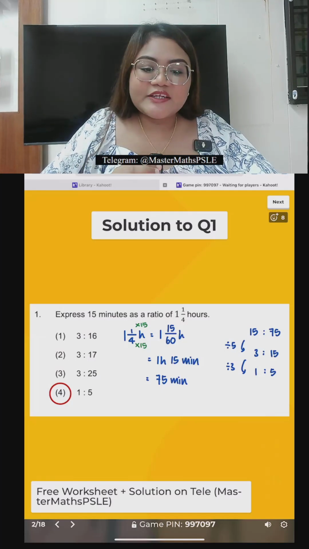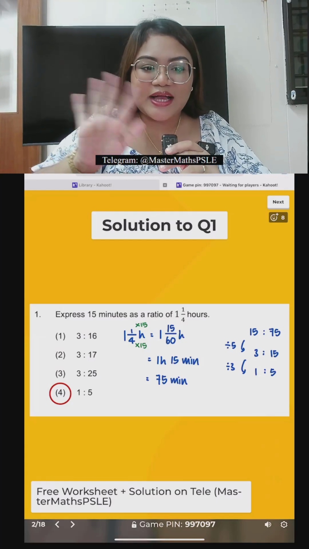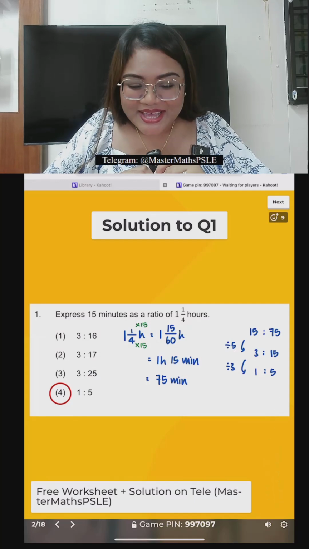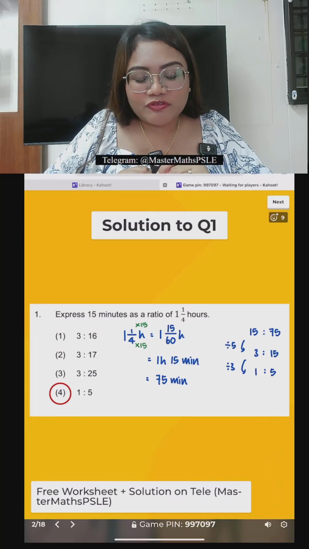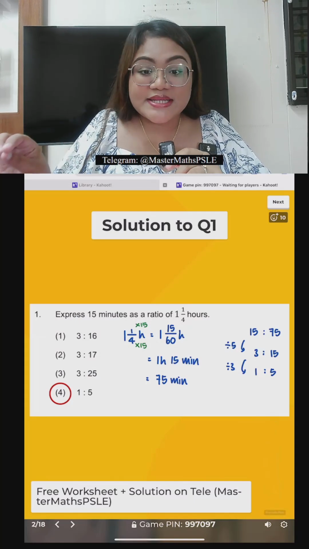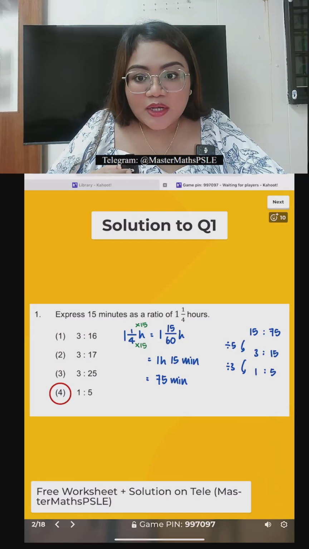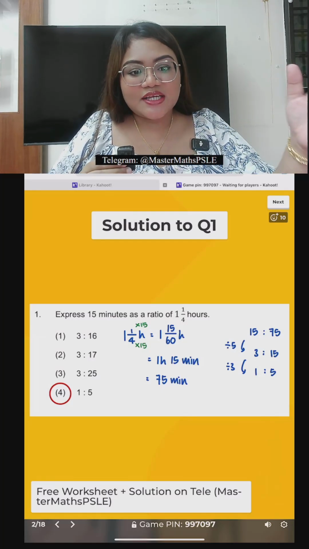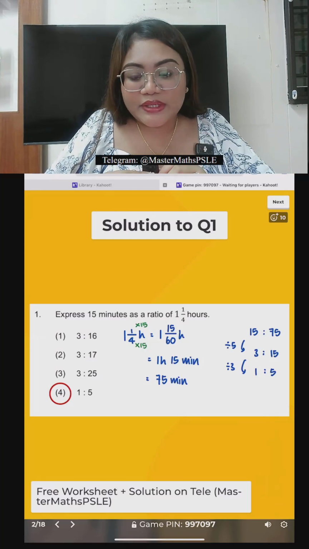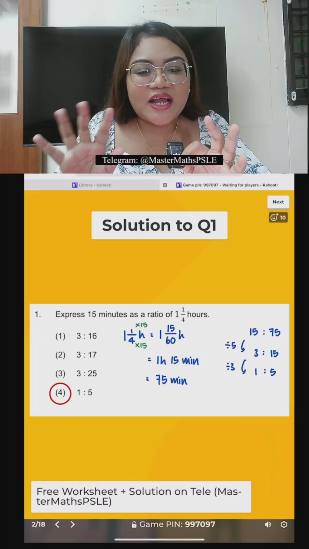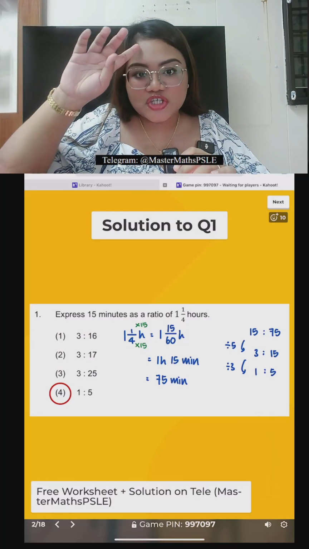For those of you who just joined, welcome. My name is Coach Shahira from MasterMaths. We are going through some ratio, fractions, percentage, and decimals revision right now. Some of the questions here are in P5, some in P6, not so much in P6, sorry. A lot are in P5, because these are all revision questions.